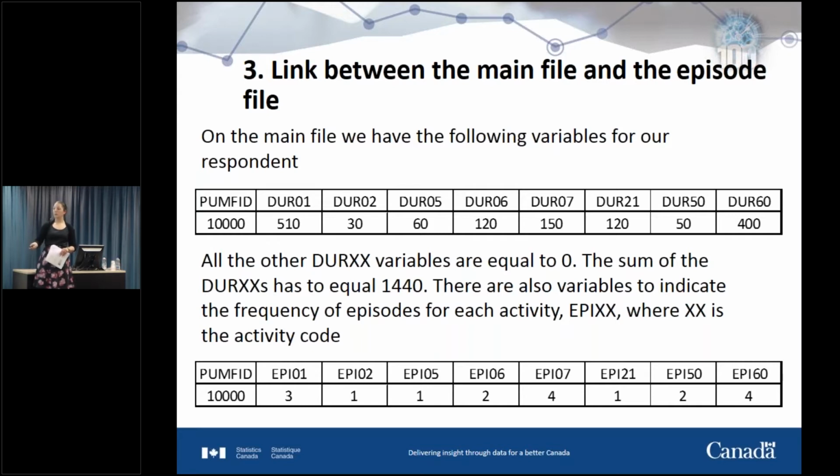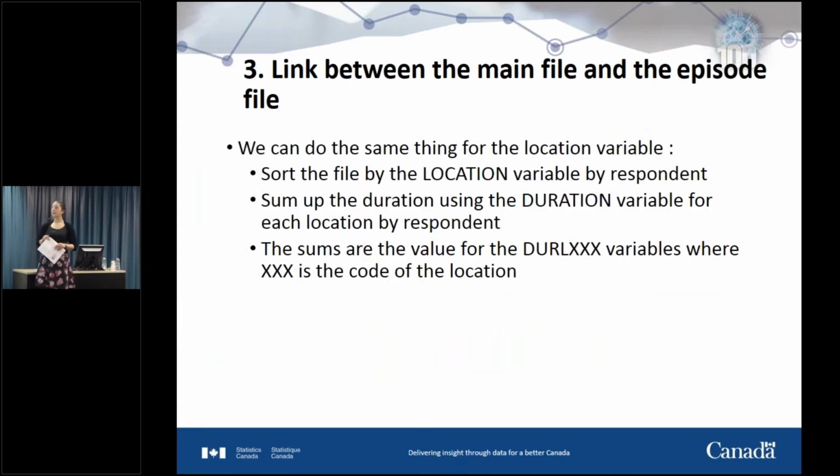There are also variables to indicate the frequency of episodes for each activity. If you remember, our respondent did 3 episodes of activity 1, so the EP01 would be equal to 3. We had only one episode of activity 2 and 5, so the EP02 and EP05 are equal to 1.